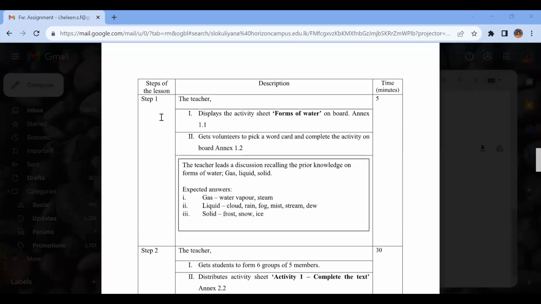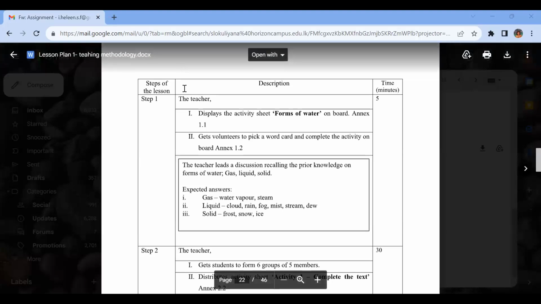Why do we recall prior knowledge? That prior knowledge that they have now. Prior knowledge is good. There is lots of prior knowledge. But what is relevant to today's lesson? What is helpful in understanding today's lesson? What is connected to today's lesson?